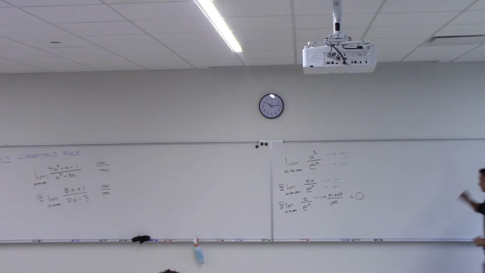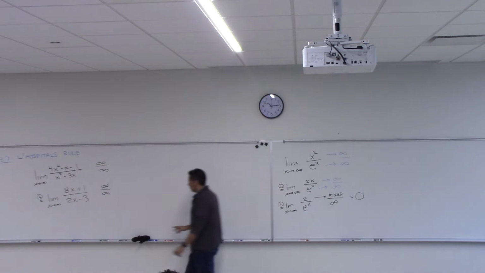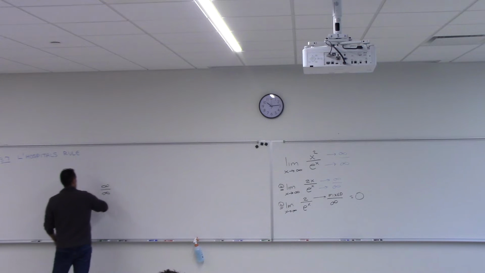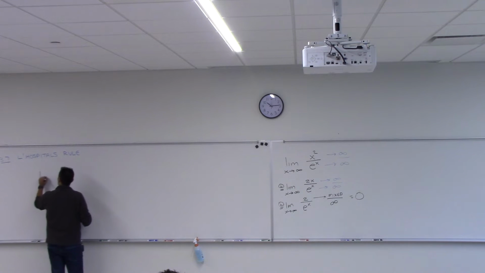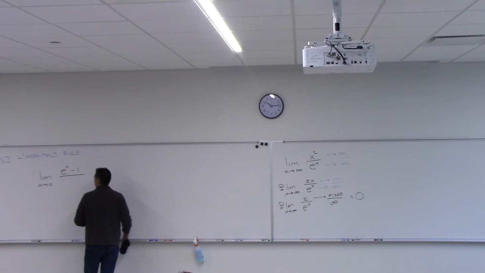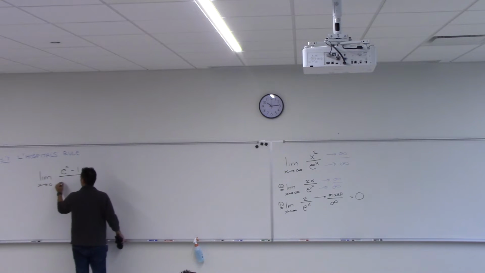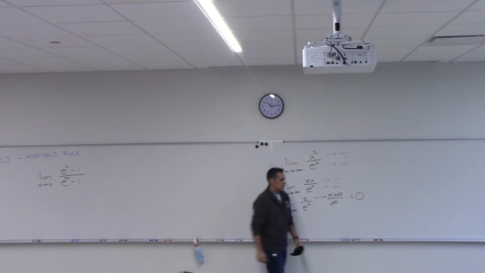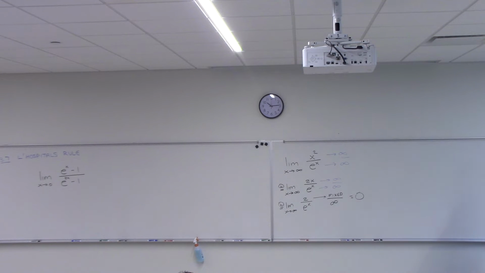Yeah, that's a cool one. How about the limit as x goes to 0 of e to the x minus 1 over e to the 2x minus 1? I don't know if I've ever done this limit before. I just made it up.